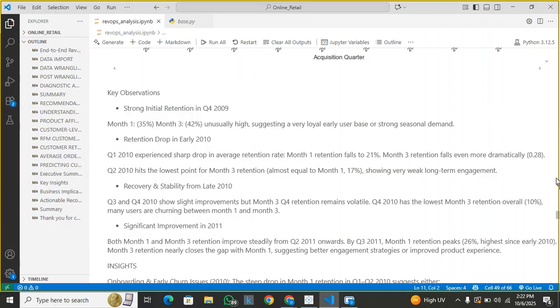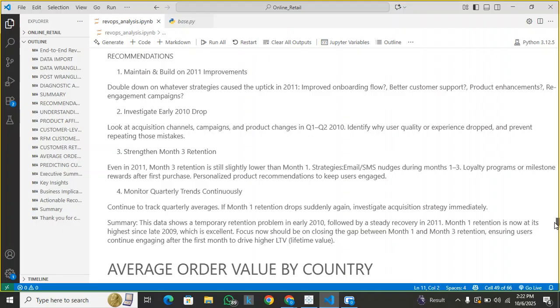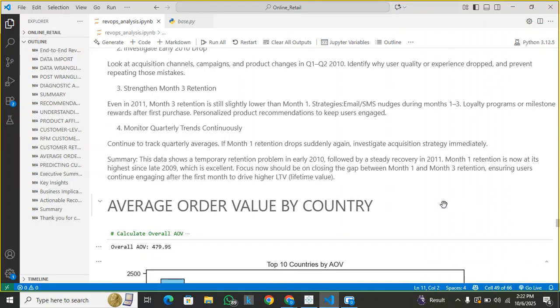So these are the key observations. You can go through it to get in-depth insights. But the summary is that this data shows a temporary retention problem in early 2010, followed by a steady recovery in 2011. Month 1 retention is now at its highest since late 2009, which is excellent. Focus now should be on closing the gap between month 1 and month 3 retention, ensuring users continue engaging after the first month to drive higher lifetime value.